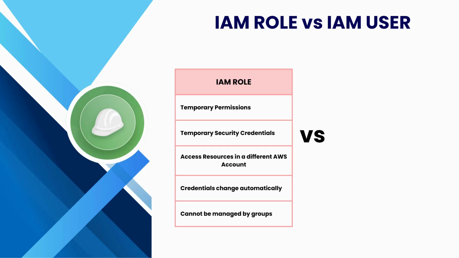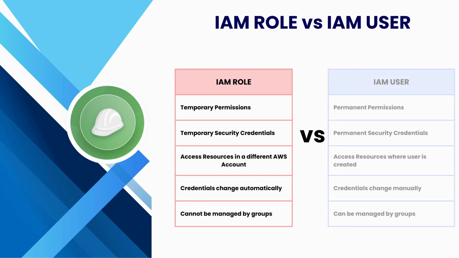IAM roles also enable cross-account access, allowing an IAM user to temporarily inherit permissions in another AWS account. The credentials associated with a role rotate automatically, reducing the risk of unauthorized access due to compromised credentials. And notably, access roles cannot be managed through IAM groups. Permissions must be explicitly assigned to an individual user. So IAM roles are ideal for scenarios requiring elevated permissions or additional security measures for user accounts.